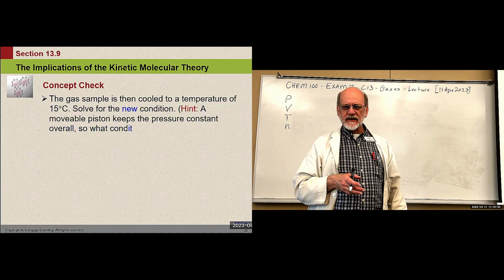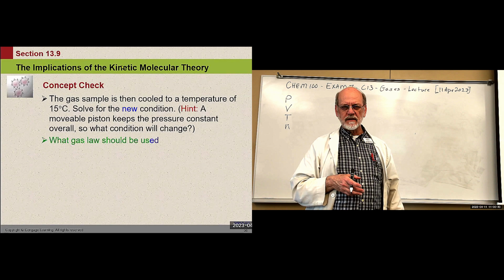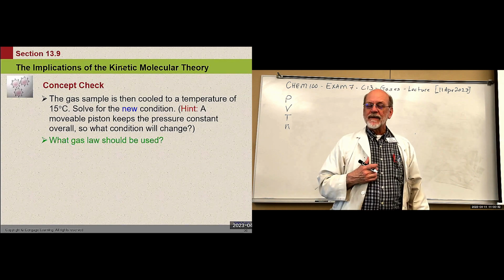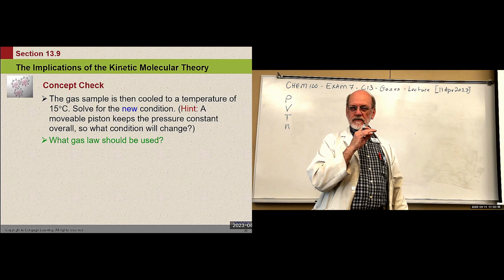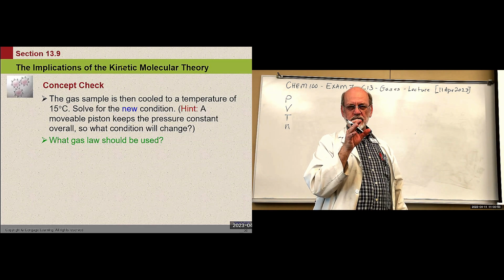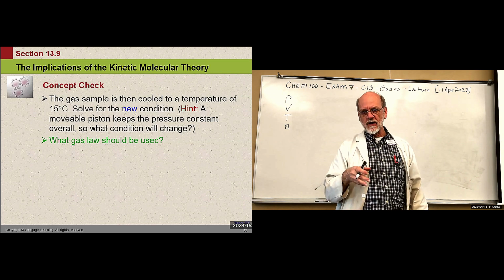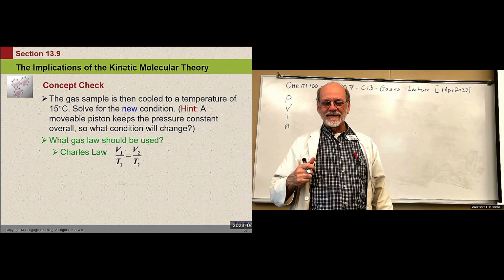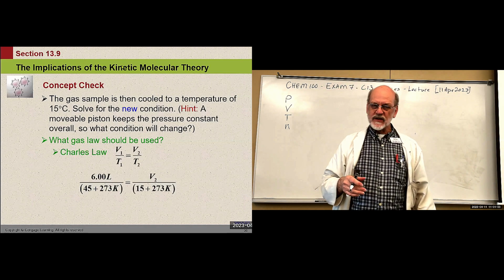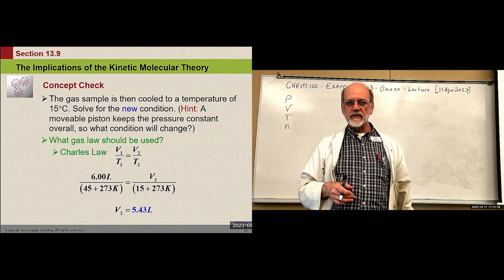So the gas sample is then cooled to a temperature of 15 degrees. Solve for the new condition. If we're looking for the new condition, what is it? New volume. So temperature and volume is Charles' law. And if we plug in the actual values, then we find that the volume is 5.43 liters.